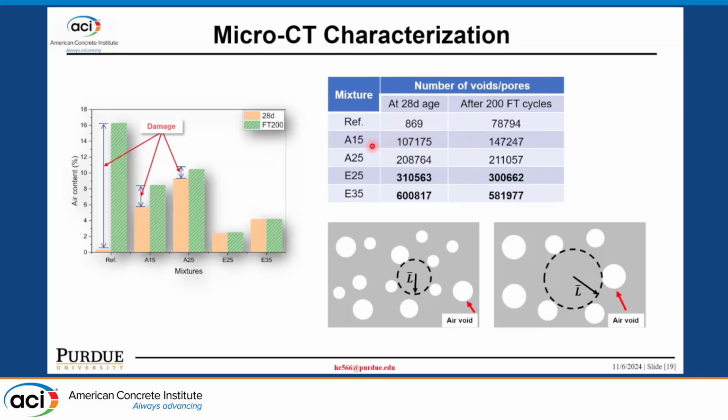And for the AEA concrete, we can also observe a lot of increase of the void number that is caused by the freeze-thaw damage. And for expansive concrete, before the freeze-thaw exposure, the void number is way higher, way more than the reference and AEA concrete. And after 200 cycles, it reduced a little bit. Why? Because it has continuous hydration. It can seal some very fine capillary pores, right?